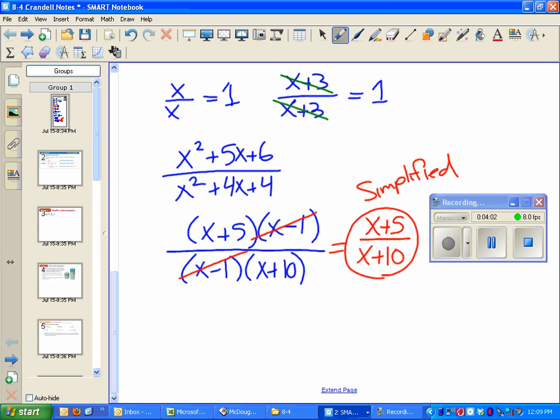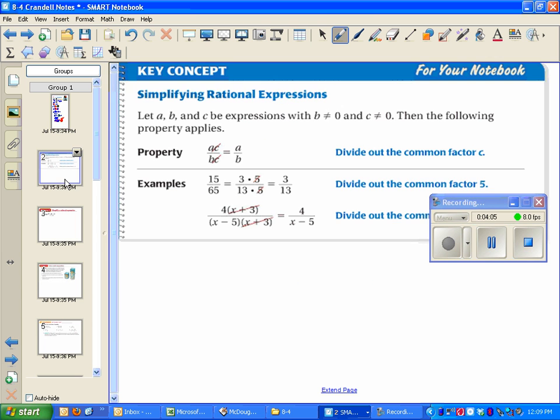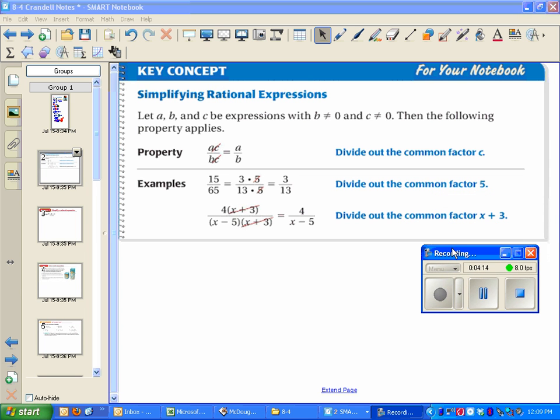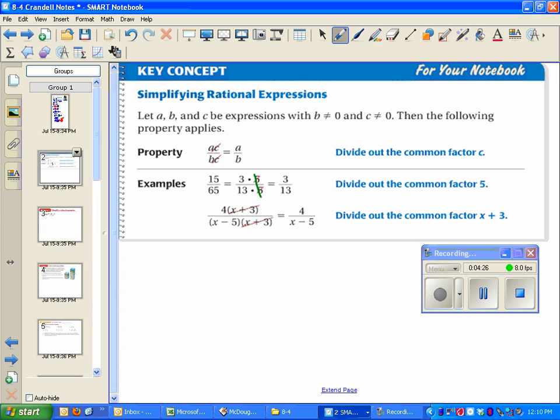All right. And then we need to figure out how to multiply fractions. So this is just basically what I went over. This is in the book if you want something. But we need to create multiplication. So look at 15 and 65. We've got 3 times 5 and 13 times 5. Since it's all multiplied, I can cross out the 5s like they did. And then the other example, x plus 3 over x plus 3, I can cross out those. That technically is a 1. And then my final answer is 4 over x minus 5.